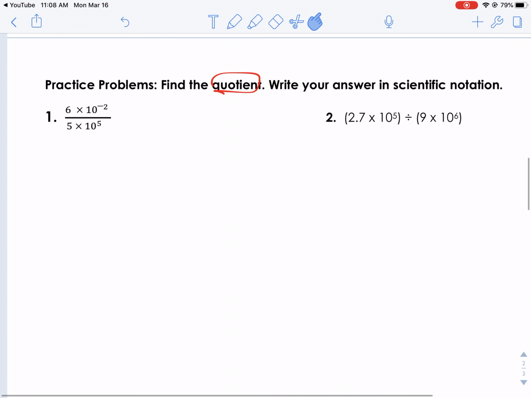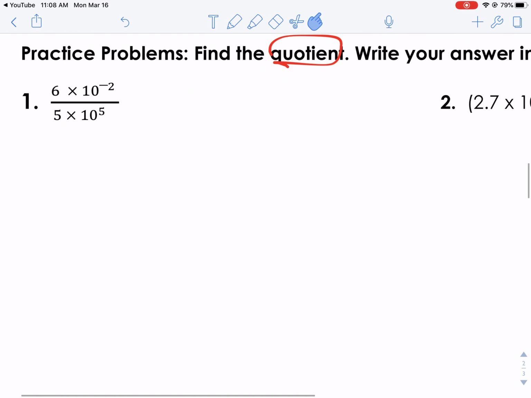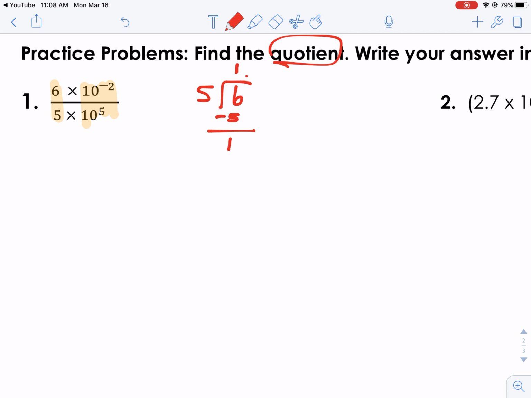So in number 1, we have 6 times 10 to the negative 2nd divided by 5 times 10 to the 5th. Again, we can split this up into 2 parts. 6 divided by 5, and then 10 to the negative 2nd divided by 10 to the 5th. So we would need to take 6 divided by 5. Well, 5 goes into 6 once. Multiply, subtract. We would need to add our decimal and bring down a 0. 5 goes into 10 twice. So this would give us 1.2.